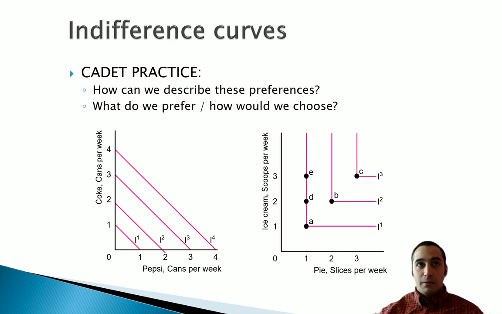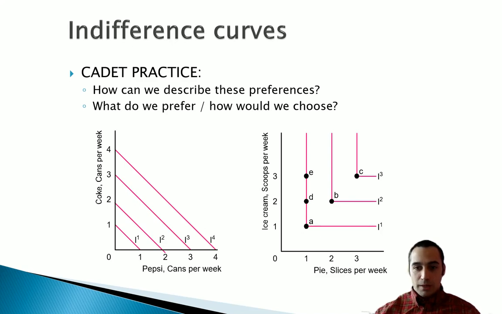This is not all of the different types of indifference curves we could have. In fact, there are an infinite possibility of ways to draw indifference curves. However, we will often look at some things I call the usual suspects. Two of the usual suspects are on this slide. We have preferences for Coke and Pepsi on the left, and preferences for pie and ice cream on the right.